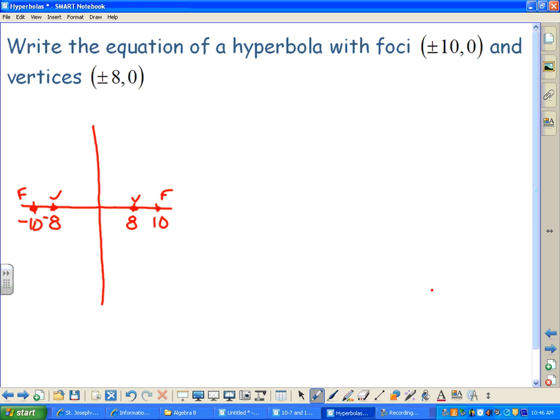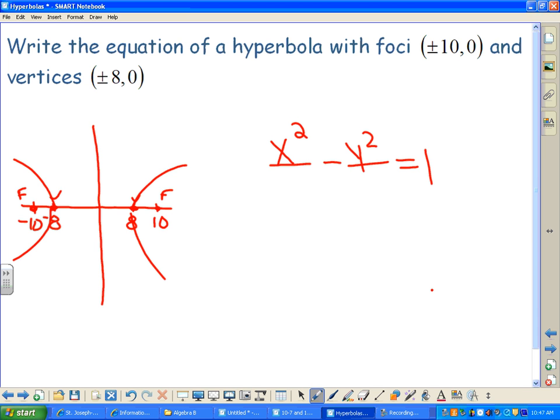Okay, so how must this hyperbola open? Sideways, right? Because it's crossing the x-axis. So one branch is over here and the other one is over here. Okay? Now, if it's going sideways, which variable is the positive one? X squared. So here's what I'm going to start by doing. I'm going to say x squared over, I'm going to leave it blank for a minute, minus y squared over, I'm going to leave it blank, is equal to 1.